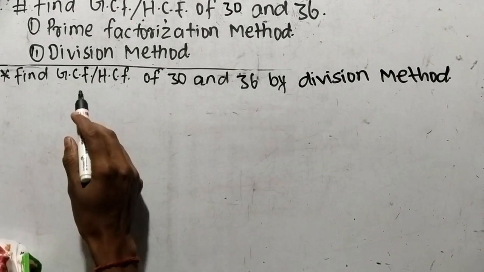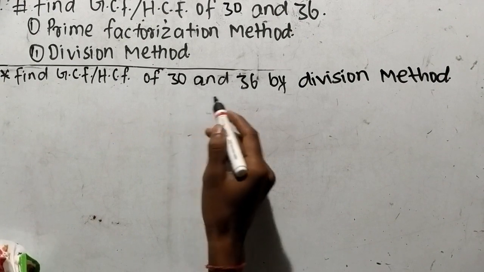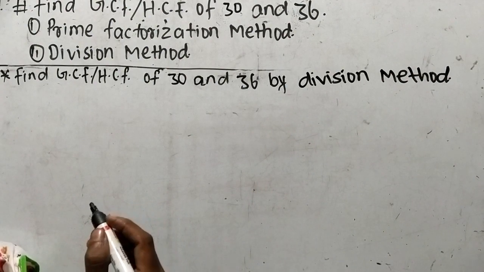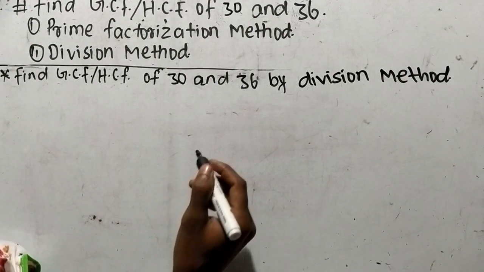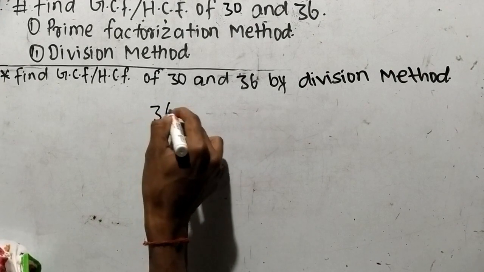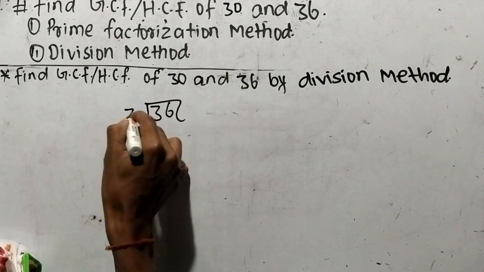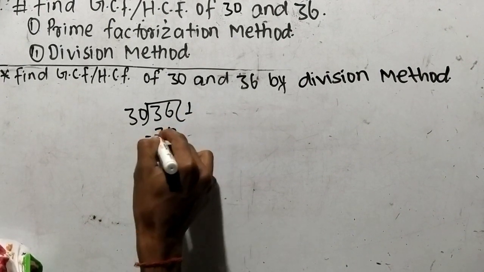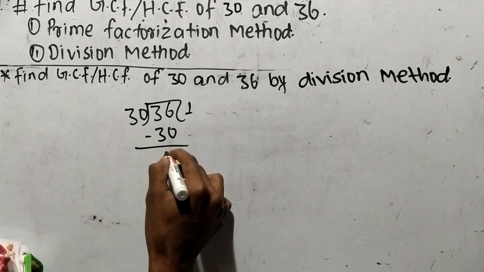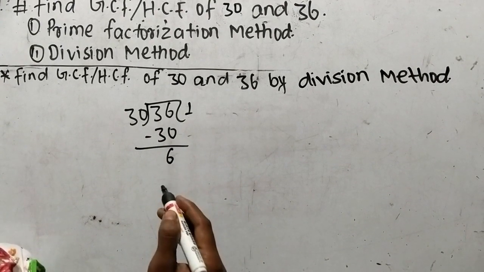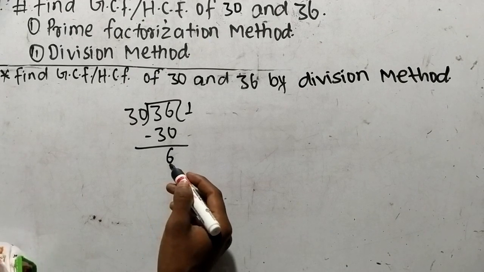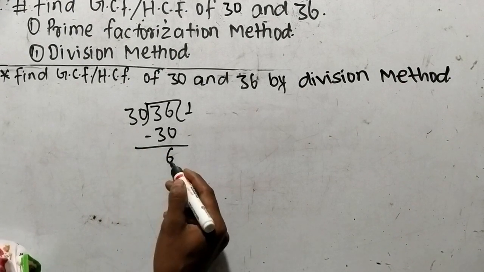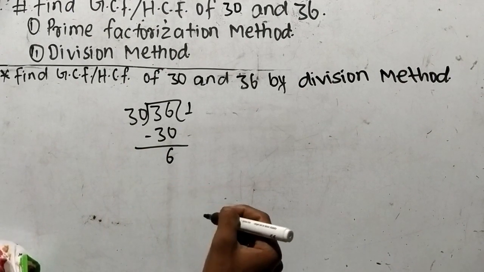So now we shall find out the GCF or HCF of 30 and 36 by division method. So while finding out the GCF or HCF by division method, we have to divide the greater number, which is 36, with the lesser number, which is 30. So it is 30 times 1 means it is 30. So 36 minus 30 means it is 6. So now here we have remainder 6. And while finding the GCF or HCF by division method, we have to keep dividing the divisor with the remainder until there is no remainder at last.